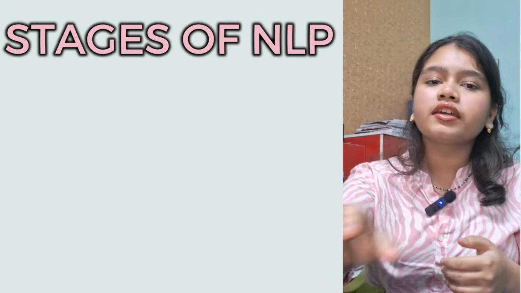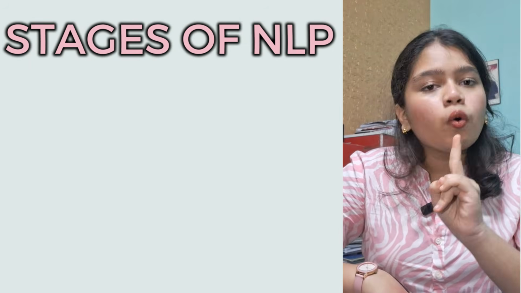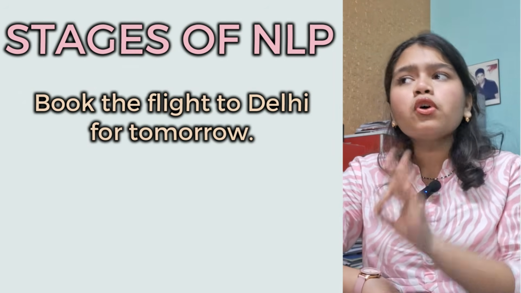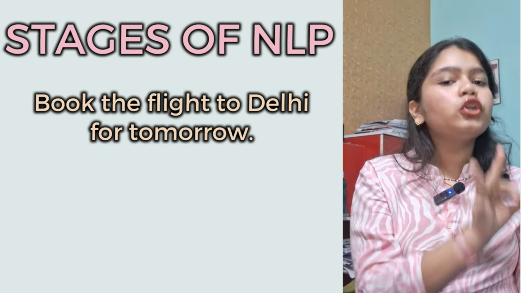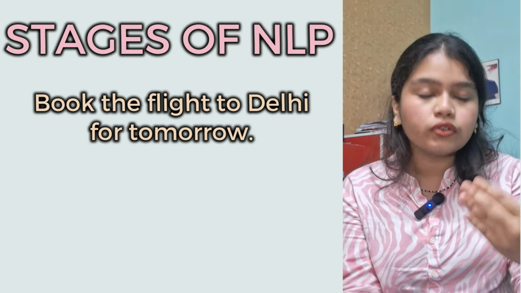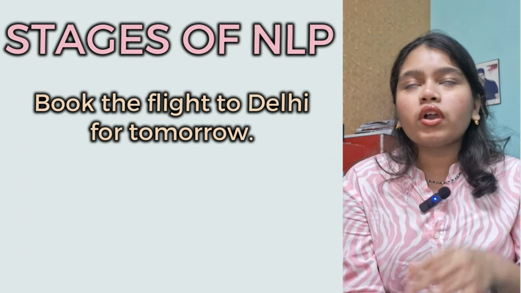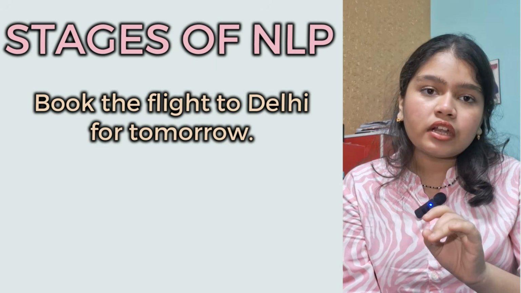So for example, for the whole explanation, I am going to take one sentence, which is "book the flight to Delhi for tomorrow". Okay, this is the input text that we are giving to the AI model or the system. Now what are the steps that the NLP would undergo?